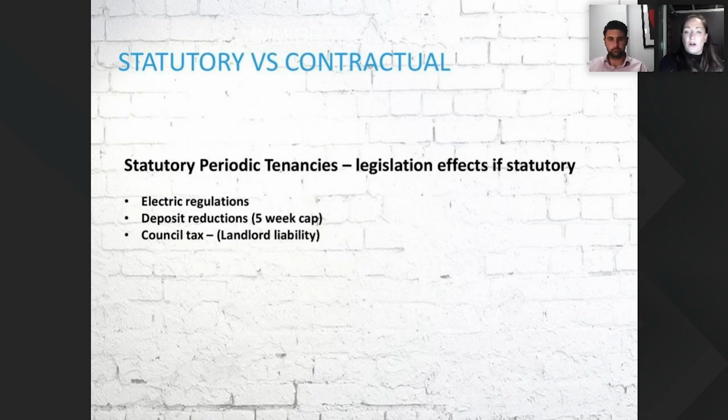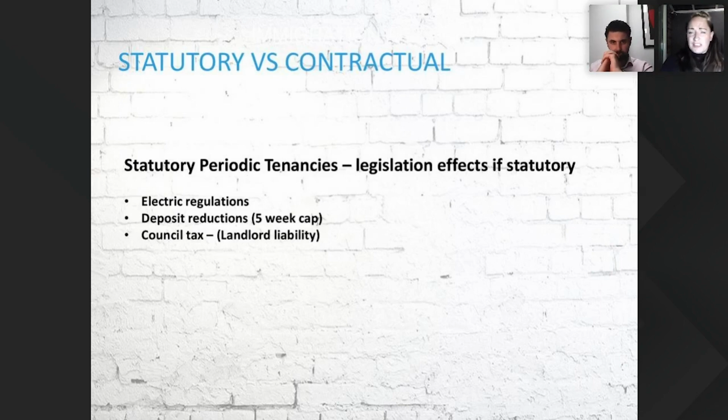Now, the big one, guys, is council tax. Council tax liability can only be passed to a tenant if a tenancy is for more than 6 months. Under council tax law, council tax regulations, which is a thing on its own, you can only make the tenant responsible if the tenancy is for 6 months or more.